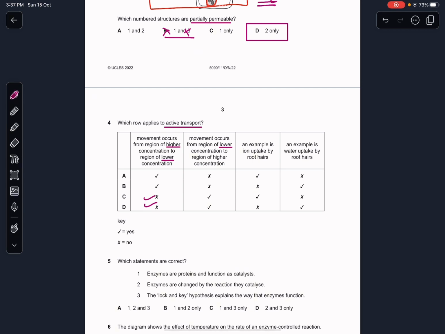Next, it is the movement that occurs from a region of lower concentration to a region of higher concentration. Yes, this is what active transport is. So both of these are still correct. Now, is this an example of ion uptake in the roots? Yes, it is an example of ion uptake in the roots. Is it an example of water uptake from the roots? No, that occurs via diffusion or osmosis, preferably osmosis.